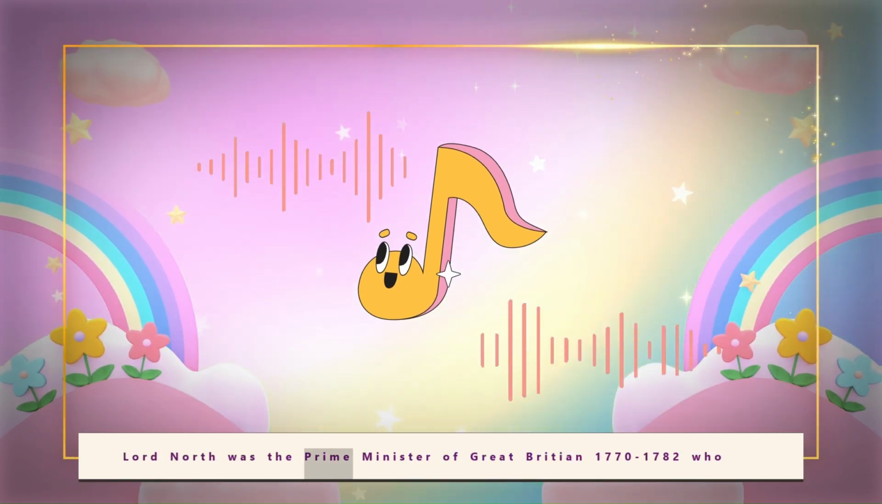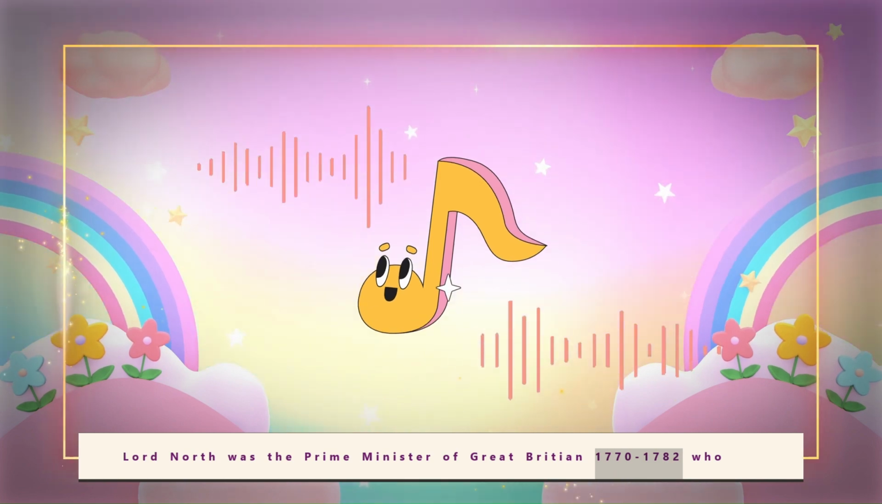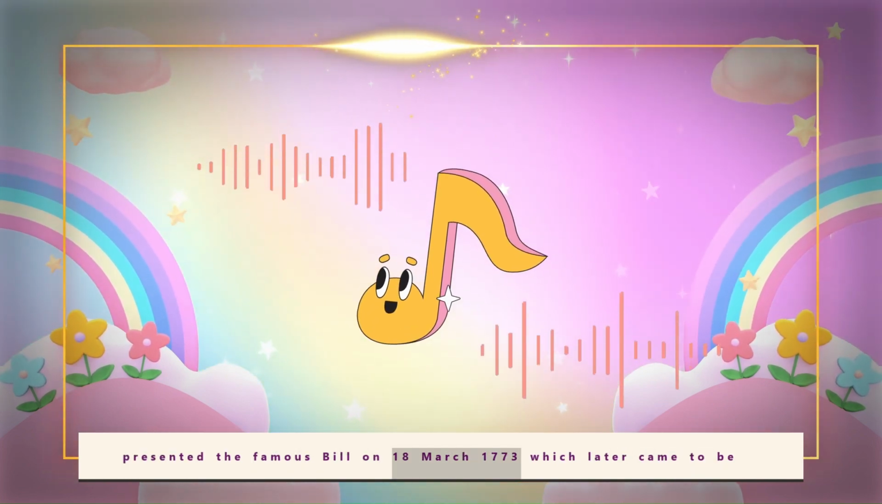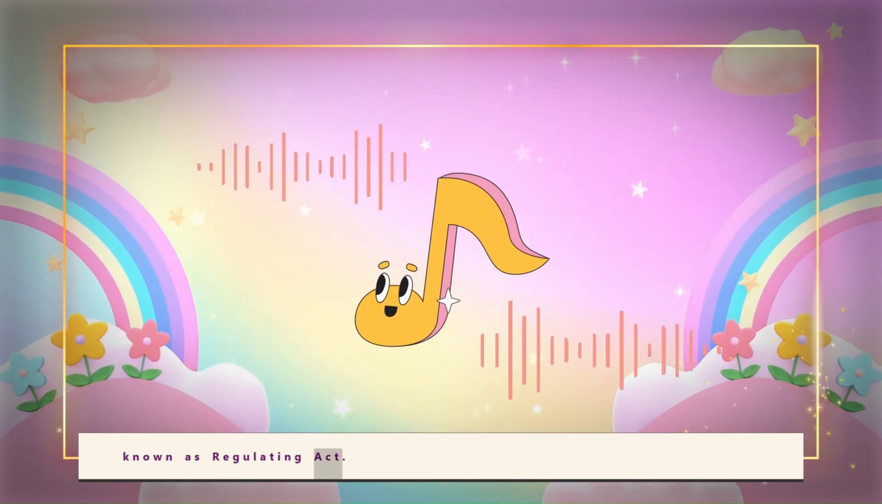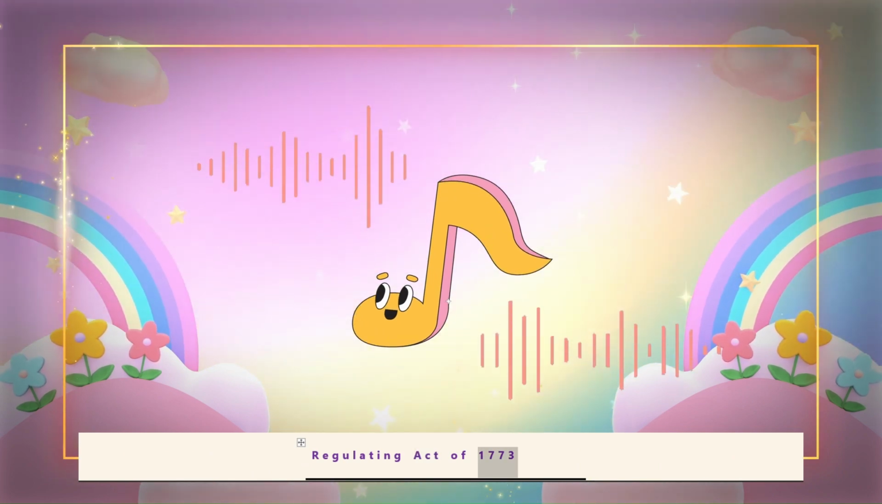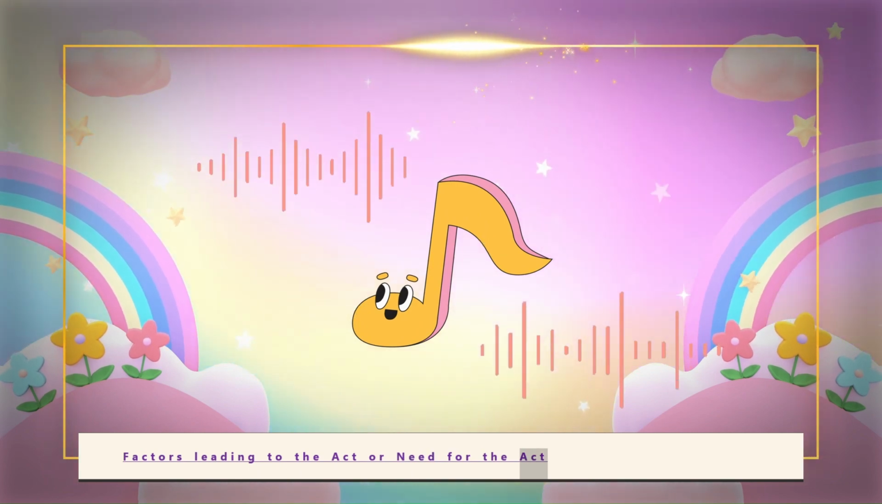Lord North was the Prime Minister of Great Britain from 1770 to 1782, who presented the famous bill on March 18, 1773, which later came to be known as the Regulating Act. Regulating Act of 1773. Factors leading to the Act, or need for the Act.